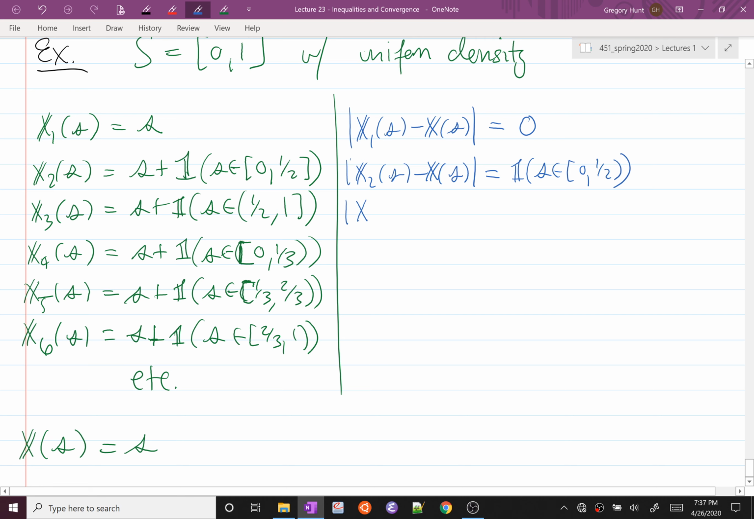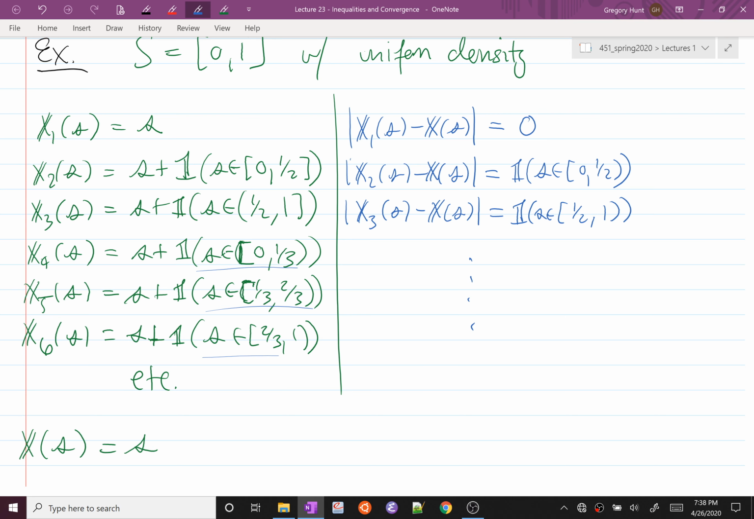And we'll do one more. x3 of s minus x of s is just the indicator that we're in the other half of my interval, and so forth. So for the rest of these, the difference in magnitude is just going to be an indicator that I'm in the various intervals: 0 to 1/3, 1/3 to 2/3, 2/3 to 1, and then 0 to 1/4, 1/4 to 1/2, 1/2 to 3/4, 3/4 to 1, etc.